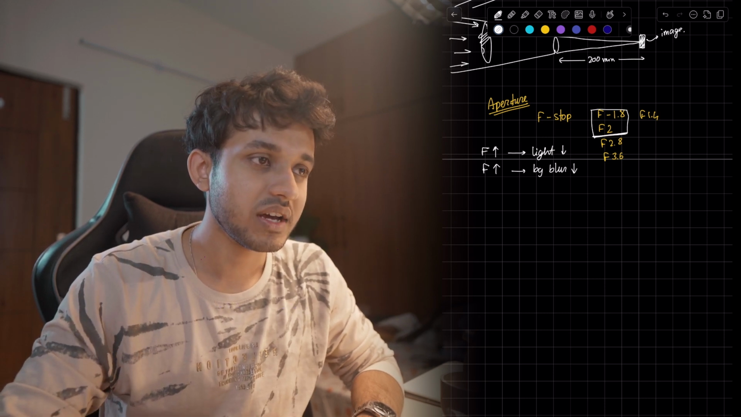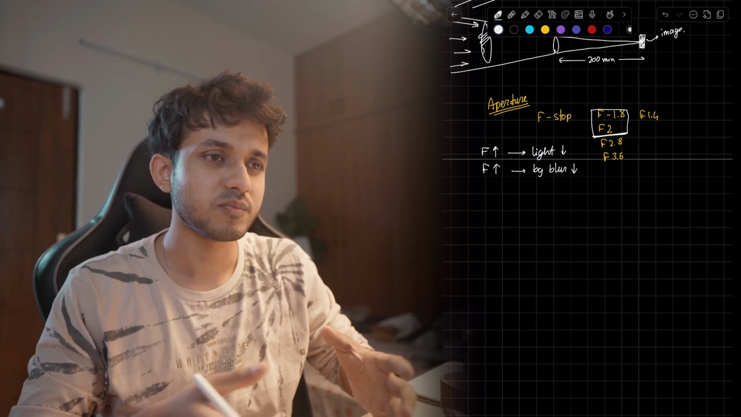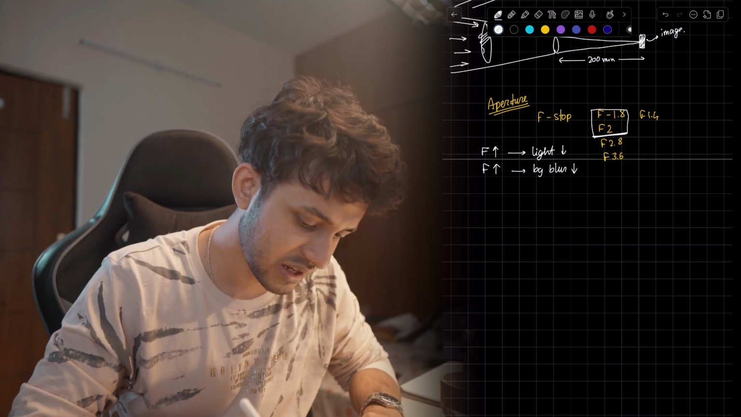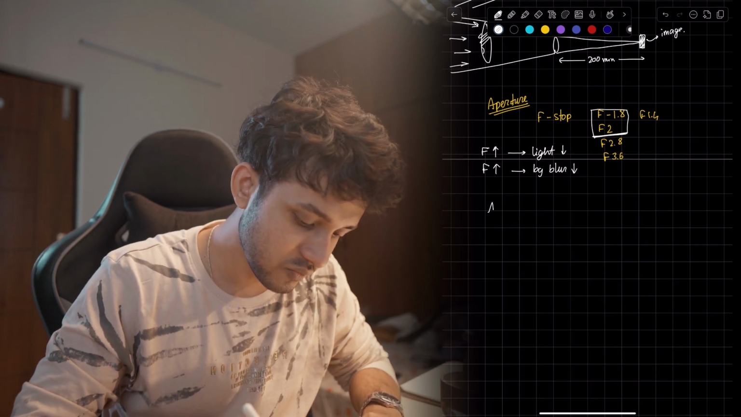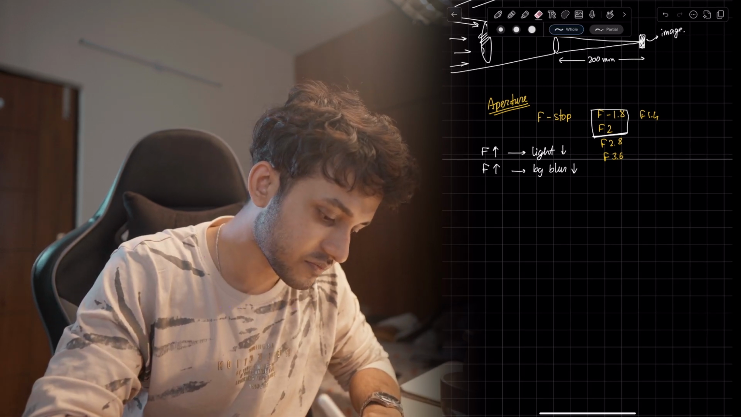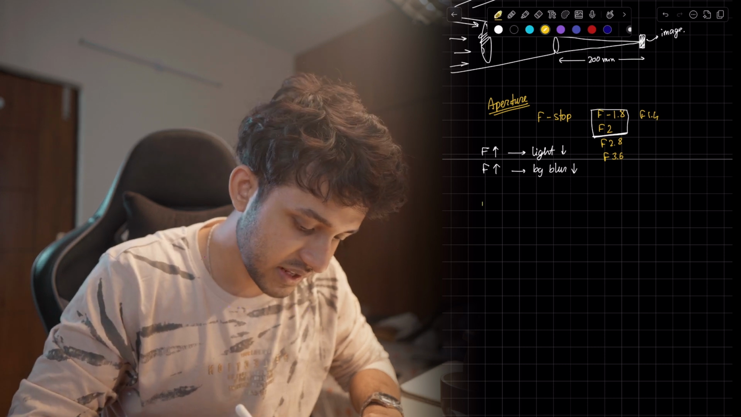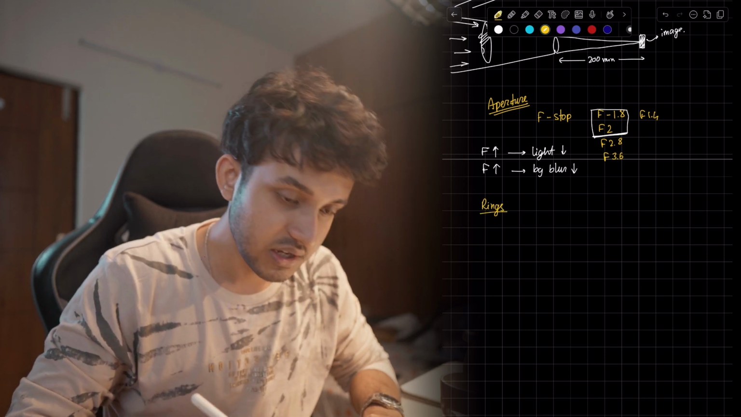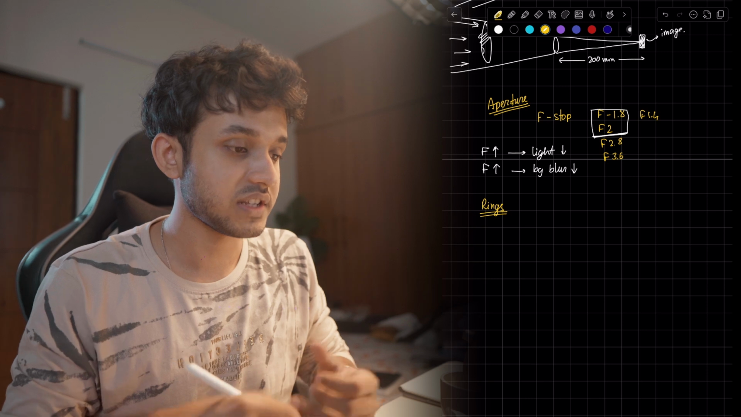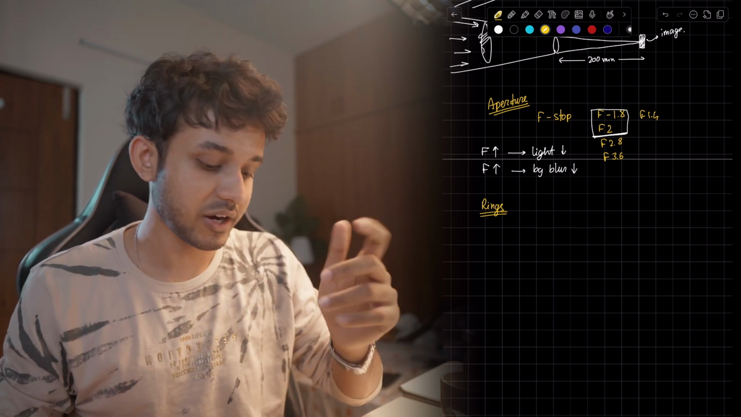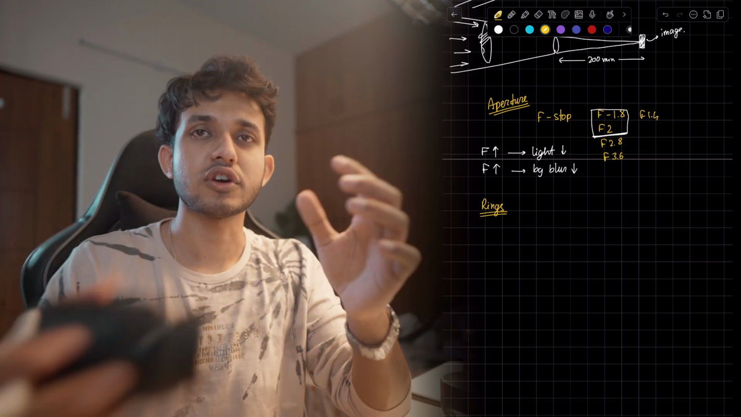Next, we have to talk about a few properties of the lens. Let's go with a few physical properties first. Something like the rings, right? Most lenses have at least one ring. Some lenses have two rings, and they might also have some buttons. So let's talk about this one first.